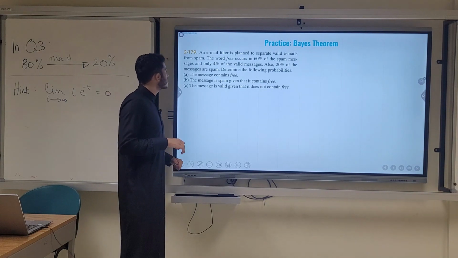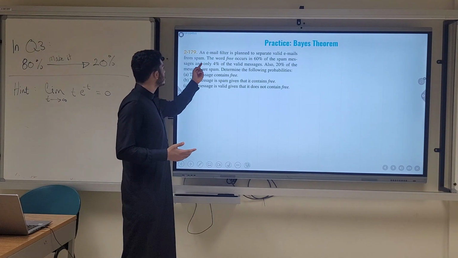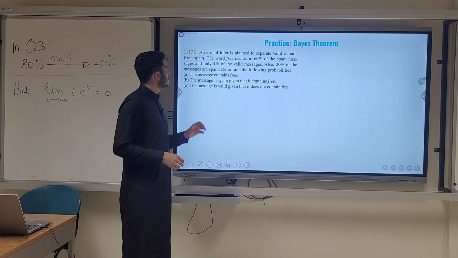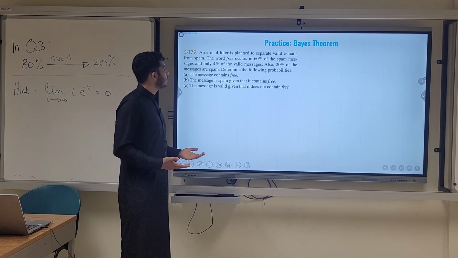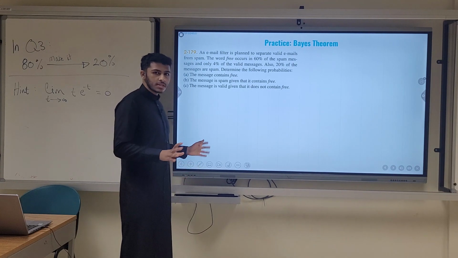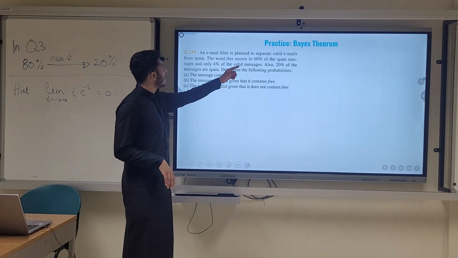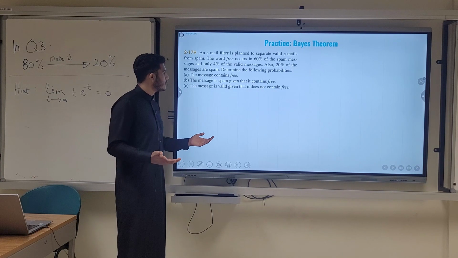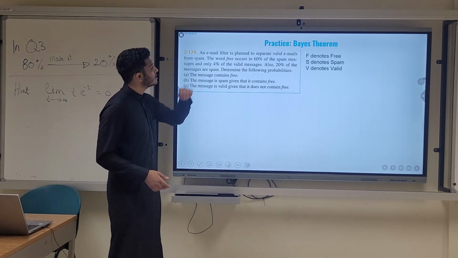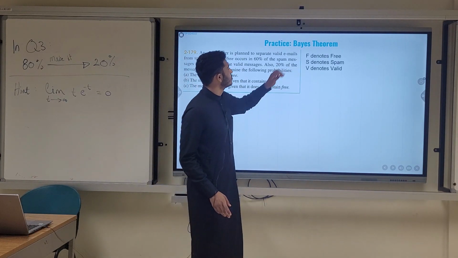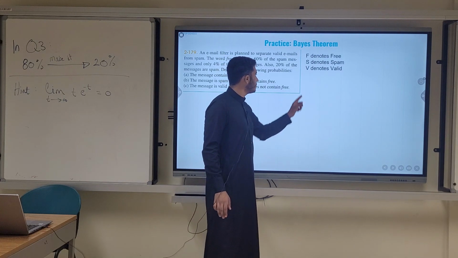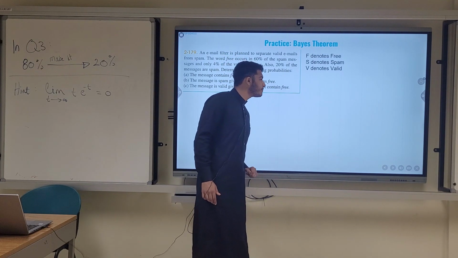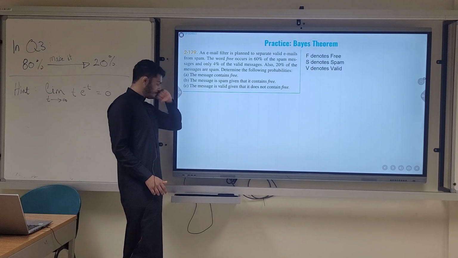The first visible event that we can see is the occurrence of the word free. So the occurrence of the word free is an event. Let's keep it there. And also we have the spam messages as an event, and the occurrence of valid messages is also an event. So we can define them like this: F denotes the occurrence of the word free; S for spam messages; and V for valid messages.